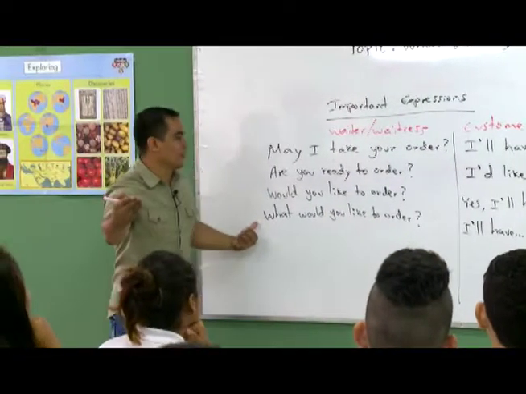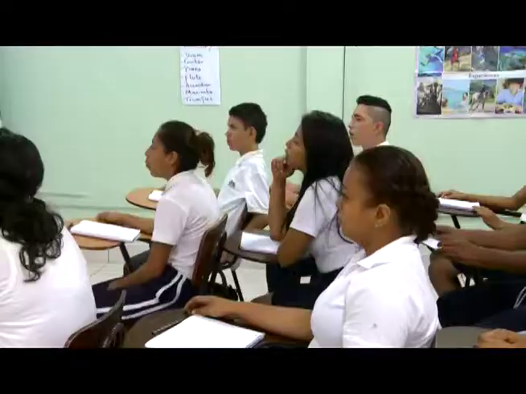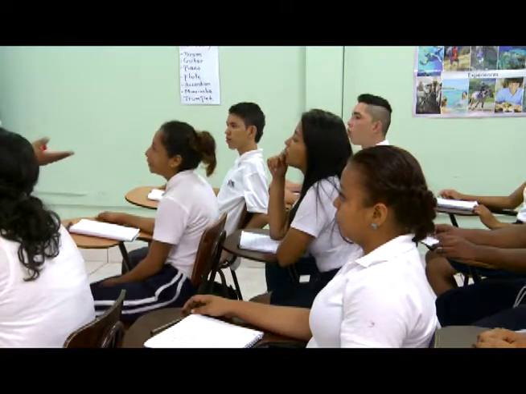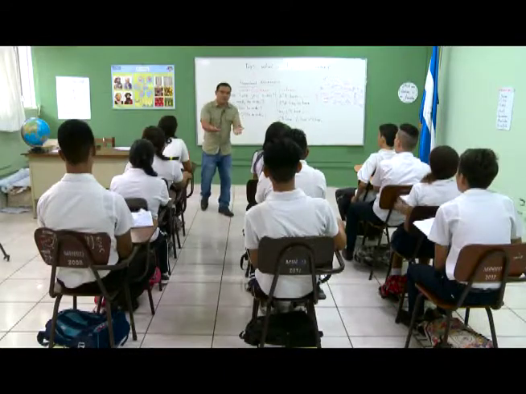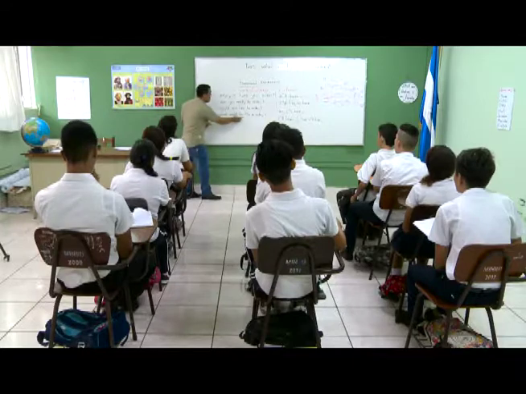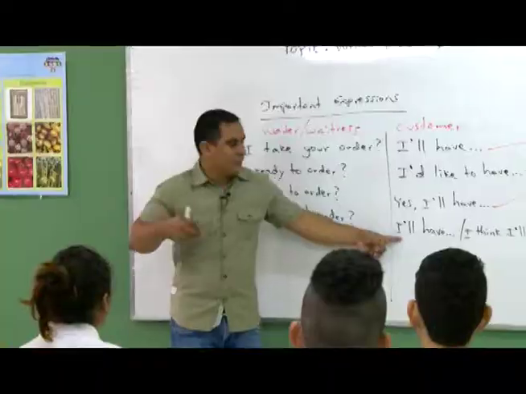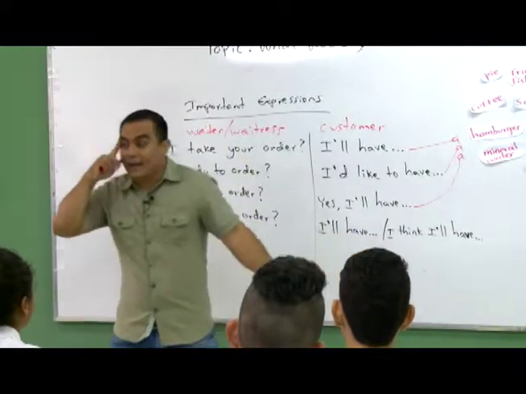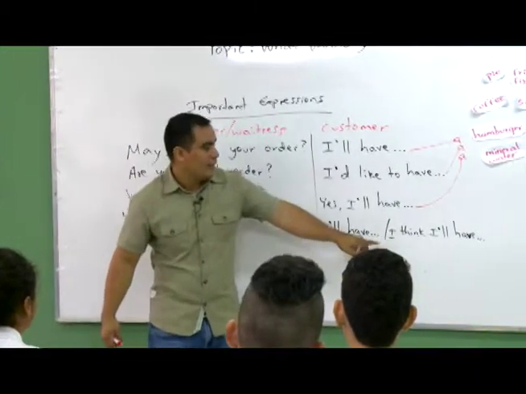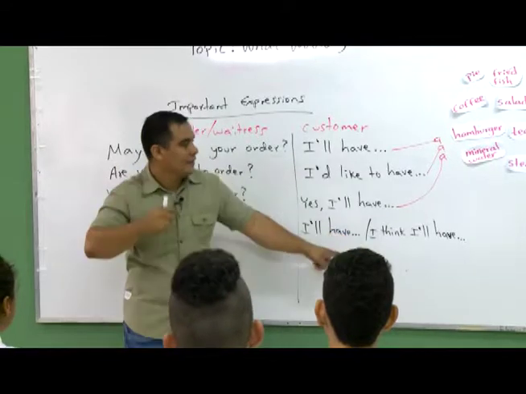What would you like to order? Okay, let's do it slowly. What would you like to order? Again. What would you like to order? And how do you respond? I'll have. You can say I'll have or I think I'll have. Okay, let's do it step by step. I'll have. I think I'll have. I think I'll have. What?